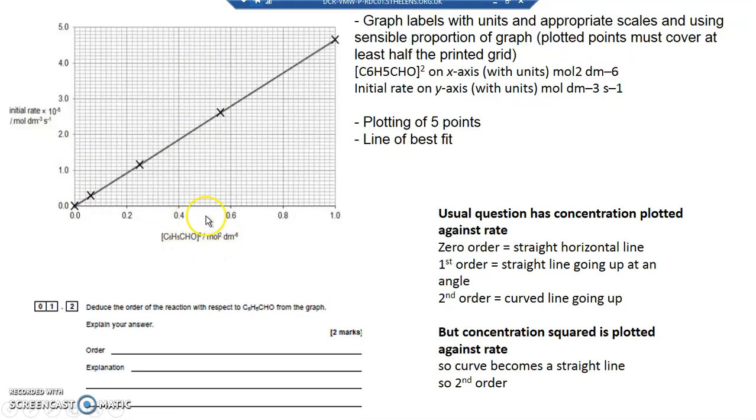But because you've got squared on the bottom, actually a straight line in this case is showing second order. So normally if it was just concentration of benzaldehyde, a second order reaction would curve up like this. But because you've got a squared here, the squared actually turns it into a straight line. So if the concentration is squared along the bottom and it's a straight line, it's actually second order. So it's second order, and that's because concentration squared plotted against the rate is actually a straight line. If it weren't squared, then it would be a curve bending upwards.